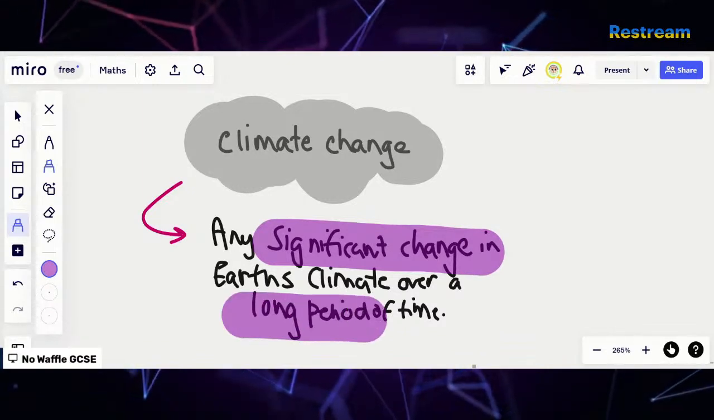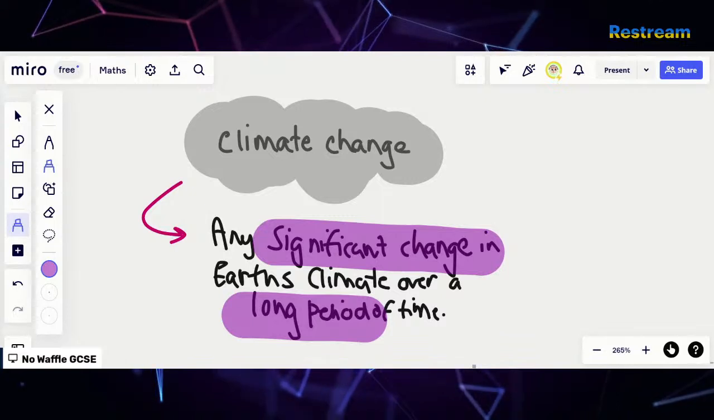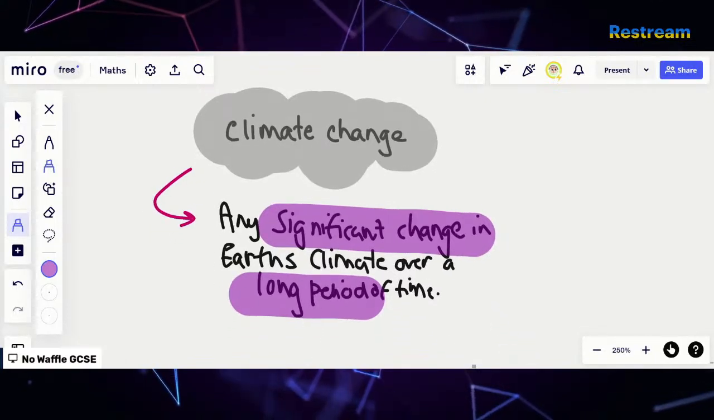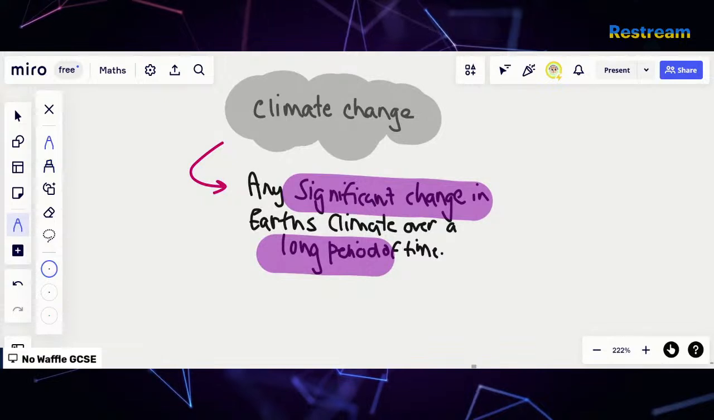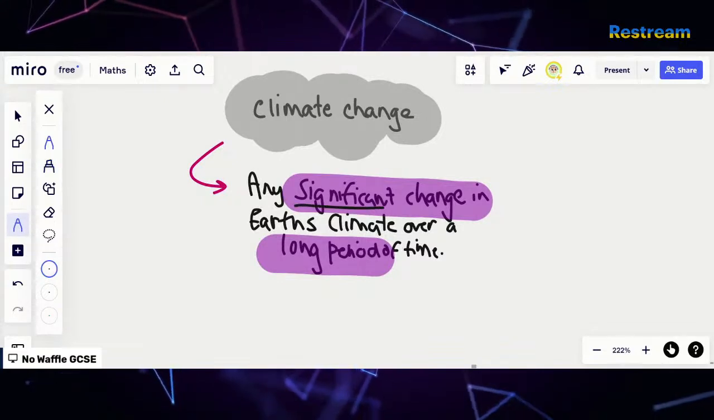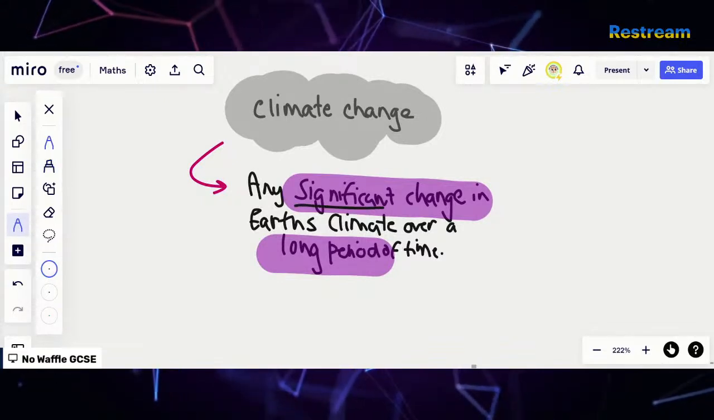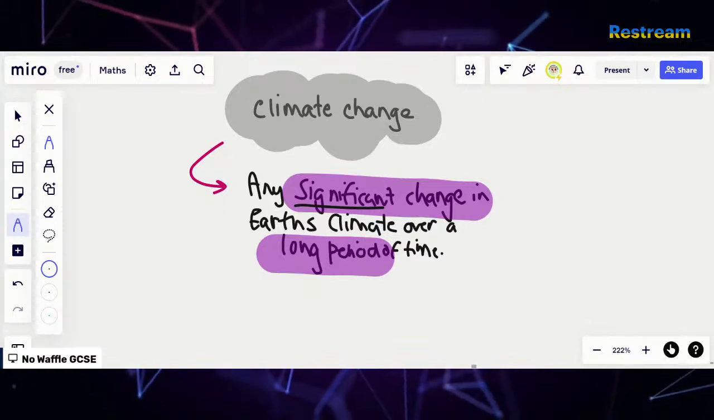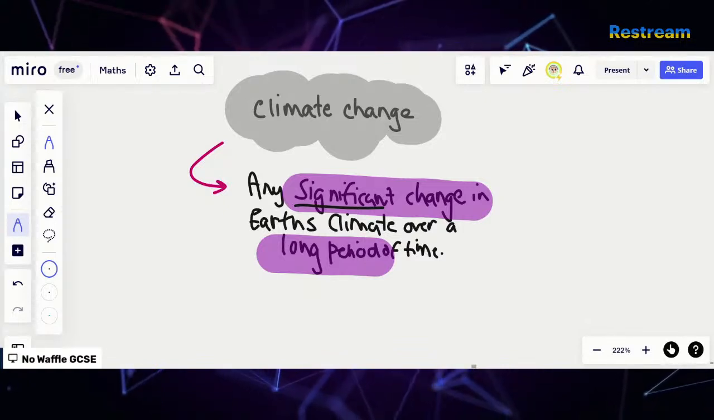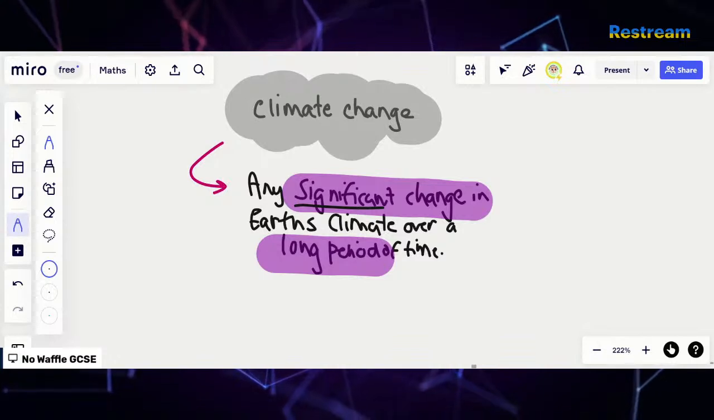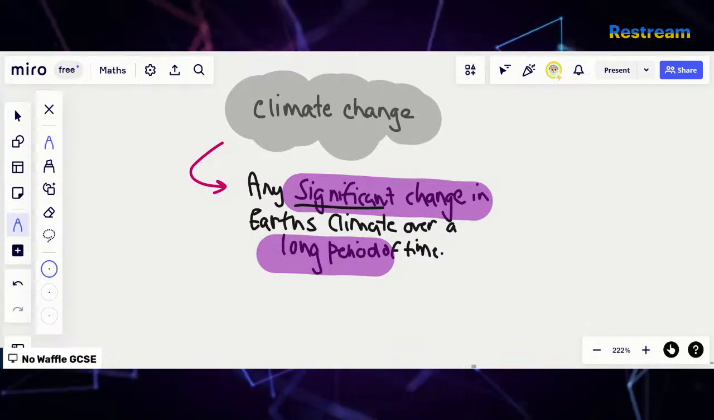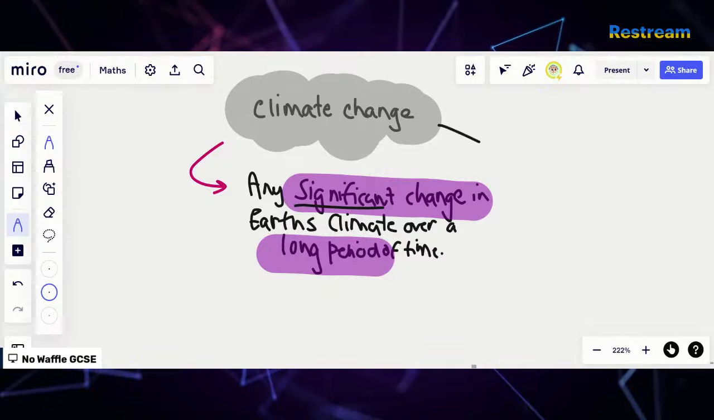So we have different periods of time, and the climate, because climate is always changing, the weather changes every day. So what we mean by significant is something that has a massive impact on the climate and can be recorded and shown consecutively. So there's different periods of climate change which you need to know about.